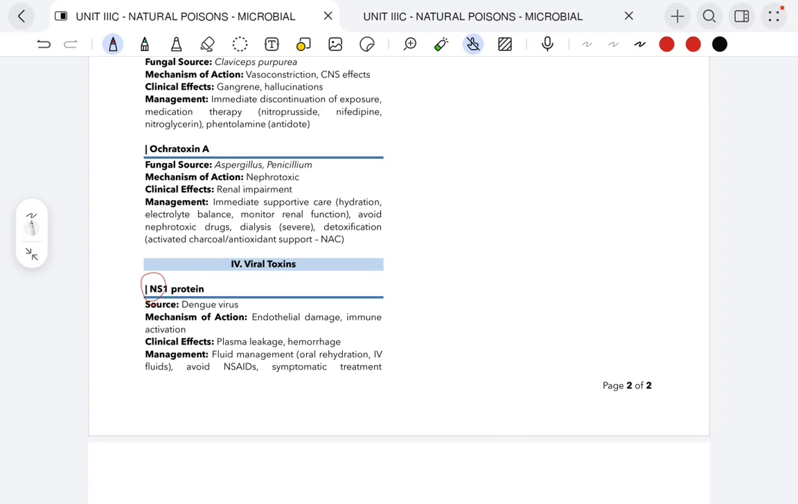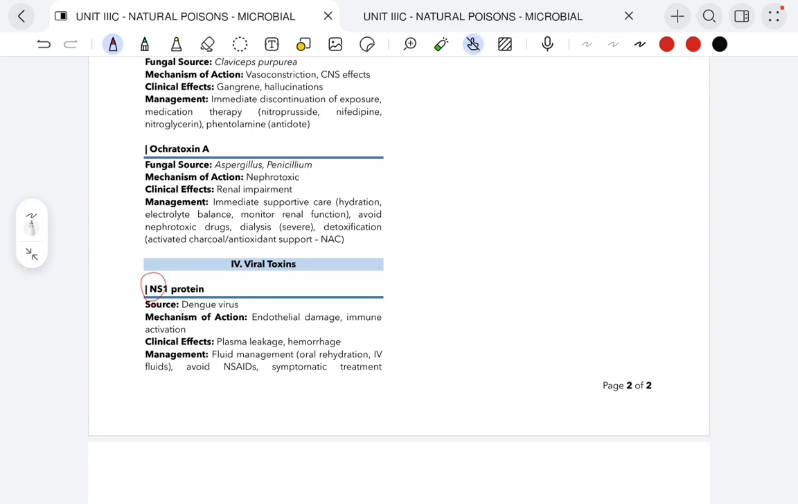So that is why 'di ba meron tayong cases ng mga dengue na nagno-nosebleed yung mga pasyente natin because our NS1 protein, it may cause endothelial damage that will lead to leakage of plasma contents.